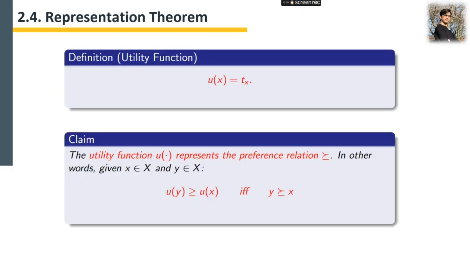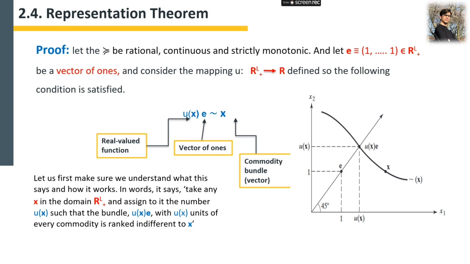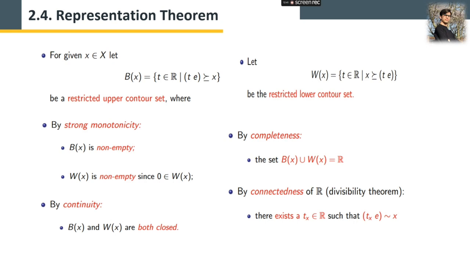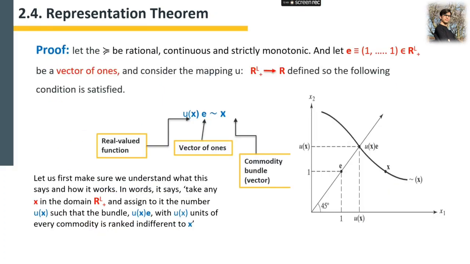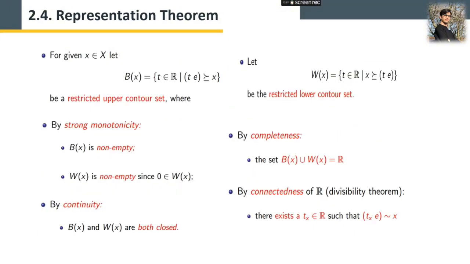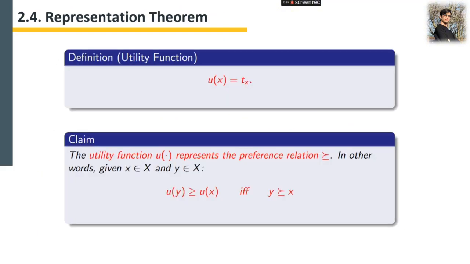Now, let's go back to the definition of the utility function. As we know, u(x) multiplied by e is indifferent to x. And also here we have t(x) multiplied by e is indifferent to x. It means this e is equal to this e, and this x is equal to this x. Only then u(x) should be equal to t(x). That's why, when we define the utility function, u(x) should be equal to t(x). So now we claim that the utility function u represents the preference relation.